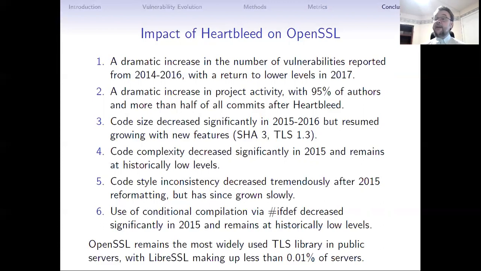Finally, as for the repair versus replace argument, clearly repair is one. OpenSSL remains the most widely used TLS library in public servers. I did an analysis using the Censys IPv4 search engine, and LibreSSL made up less than 0.01% of servers. BoringSSL is used primarily on clients and is, of course, dominant in the Android space, while OpenSSL is still widely used in IoT devices.